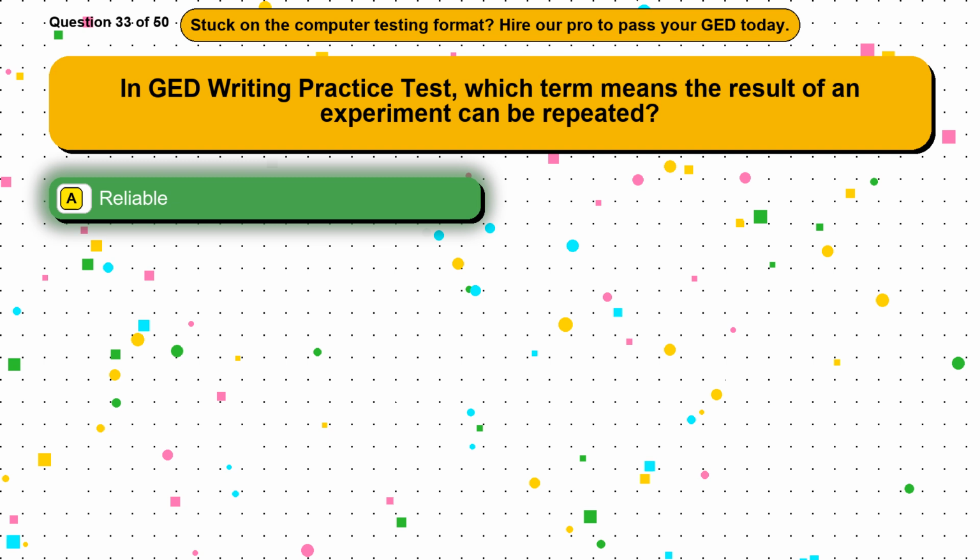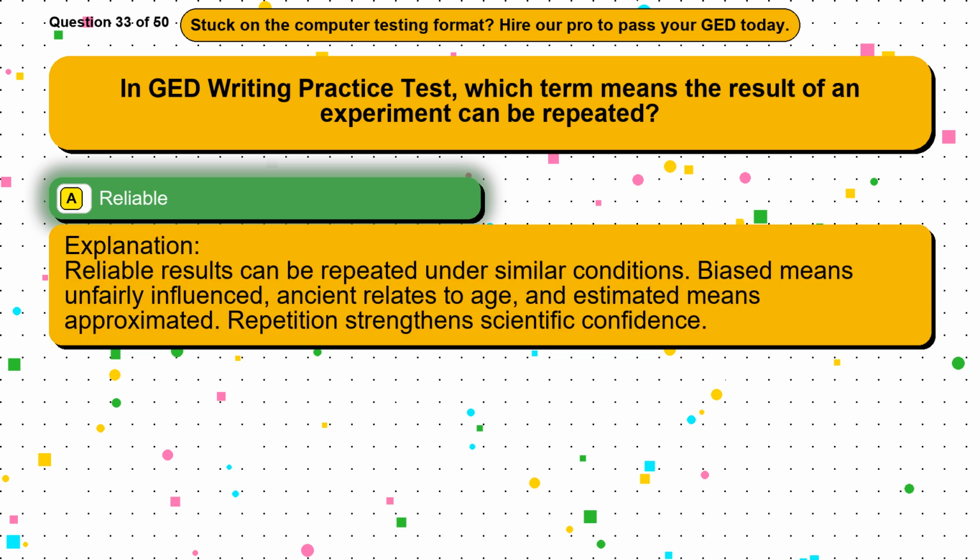The correct answer is option A, reliable. Reliable results can be repeated under similar conditions. Biased means unfairly influenced, ancient relates to age, and estimated means approximated. Repetition strengthens scientific confidence.